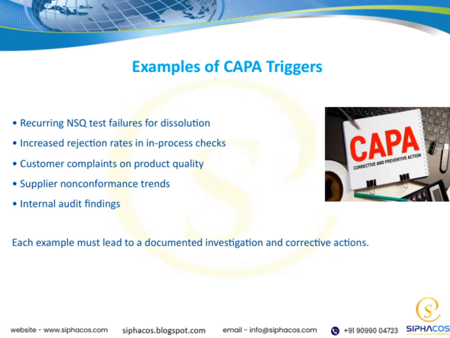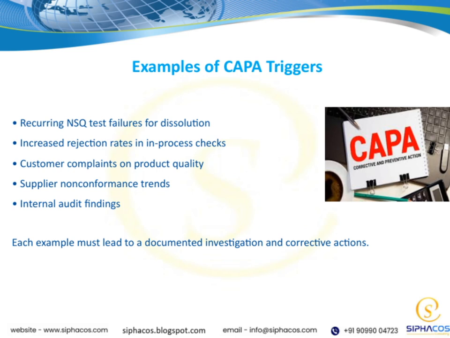If more products are being rejected during manufacturing, it's a clear sign that something isn't meeting our quality standards and warrants investigation. Customer complaints about product quality are also significant triggers. When customers report issues, it's a direct indicator that a problem may exist in our process or product, requiring us to act swiftly. Supplier nonconformance trends are equally important.